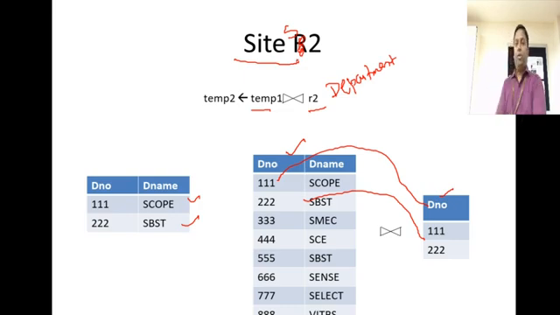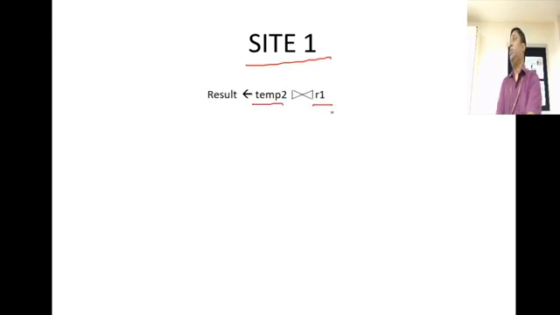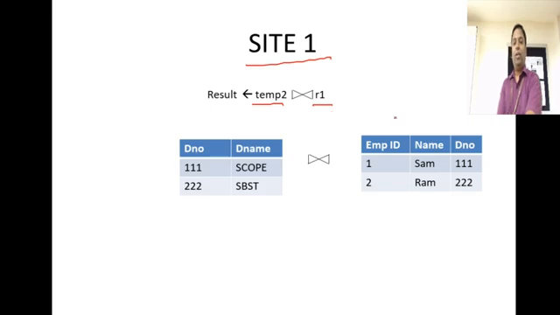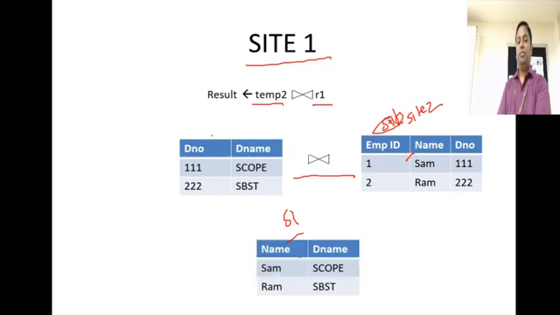And now we are going to go to step 3. That is, at site 1, what we are going to do is temp 2 join R1. So you are going to ship whatever you arrived at site 2. This is site 2, right? Whatever you arrived at site 2, you ship now to site 1. And then you are going to have a join between the employee table and the department table. So what will this join give us finally? Name, department.